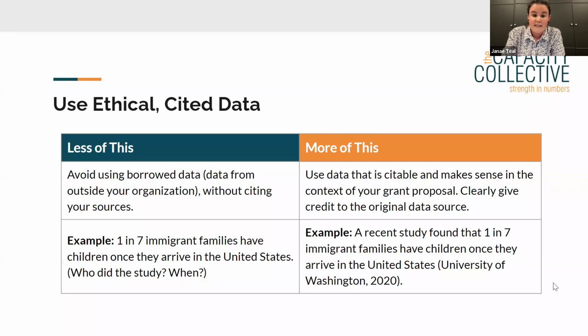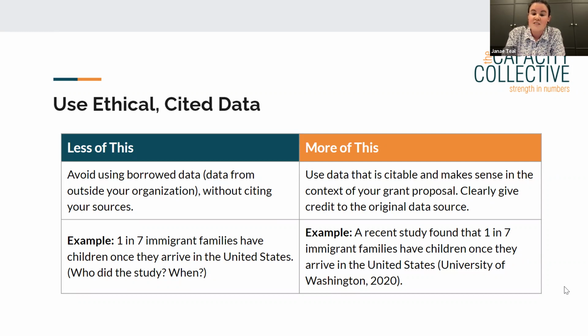For example, if you were to say 1 in 7 immigrant families have children once they arrive in the United States, on its own, that's a fine statement, but you can't use that without saying where it came from, or your reader might assume that it's from your organization, or they may assume that you're making untrue statements. So instead, you want to make sure that you use data that is citable and makes sense in the context of your grant proposal. It also needs to give clear credit to the original source.